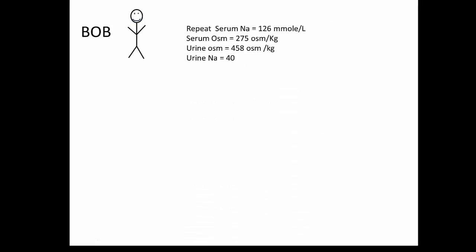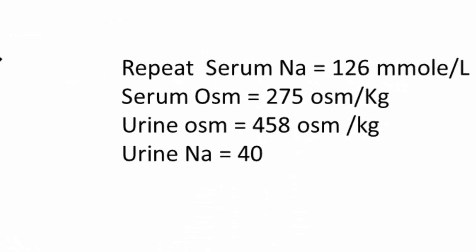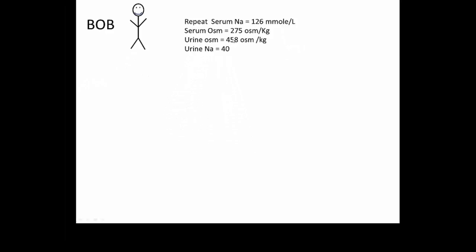So this brings us to Bob, who we asked to get further blood work and a chest x-ray and come back. And when he comes back, we tell him that the serum sodium is still 126. His serum osmolarity is low at 275, but his urine osmolarity is high. And we tell him, that seems inappropriate because ADH shouldn't be present because your serum osmolarity is low, and we want this to be raised by decreasing ADH, but it's inappropriately present.